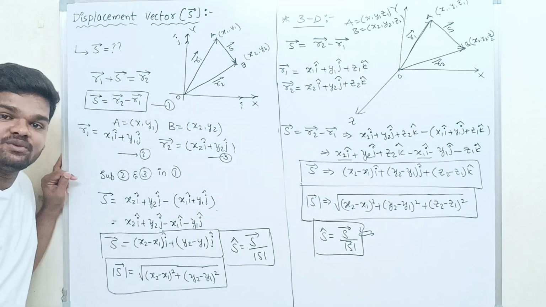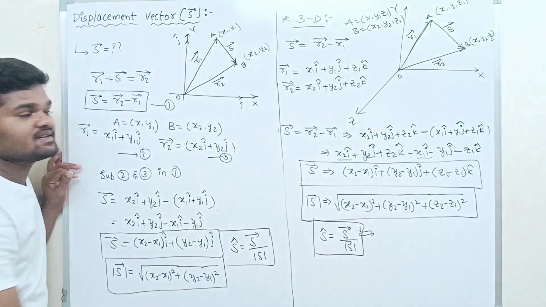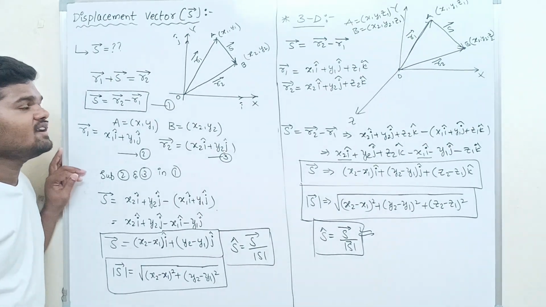3, 2, 1, go. Let's solve one example problem on this concept. Okay, pay attention. 3, 2, 1, go.